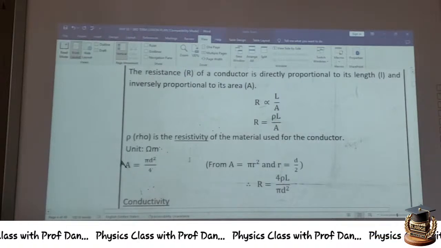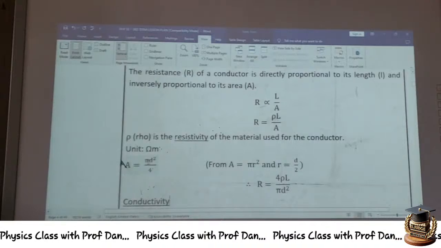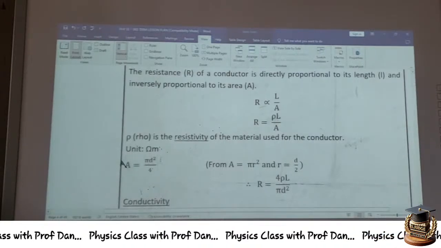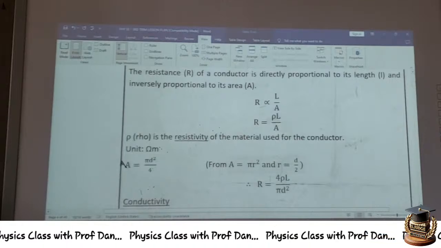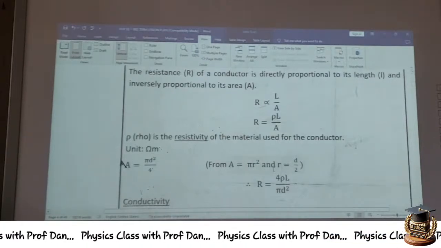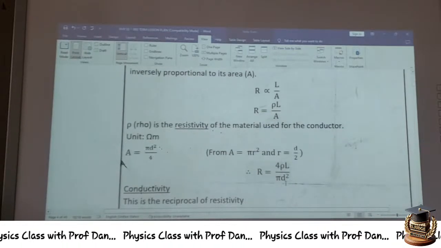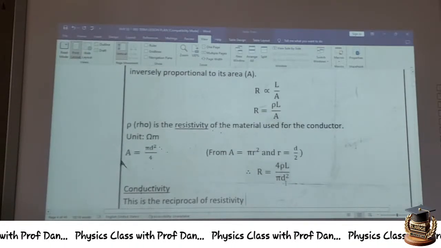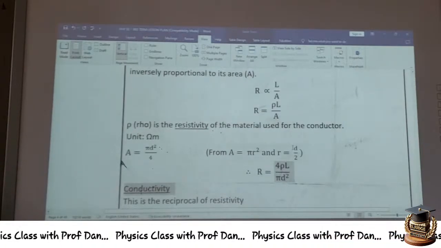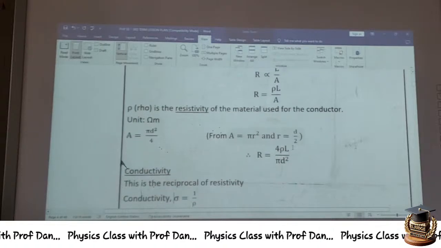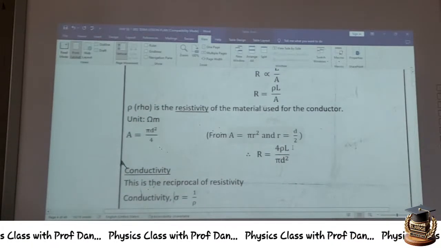In a case where you are using a cylindrical conductor, we can make use of the area as pi d squared over 4, where A is pi r squared, the circular surface of the conductor. So you can use this formula. Now, resistivity is what we have discussed. Resistivity talks about the ability of the material of the conductor to resist electric current or flow of electric charges in it.